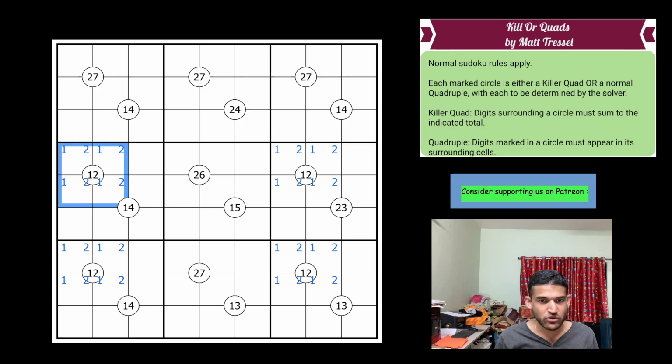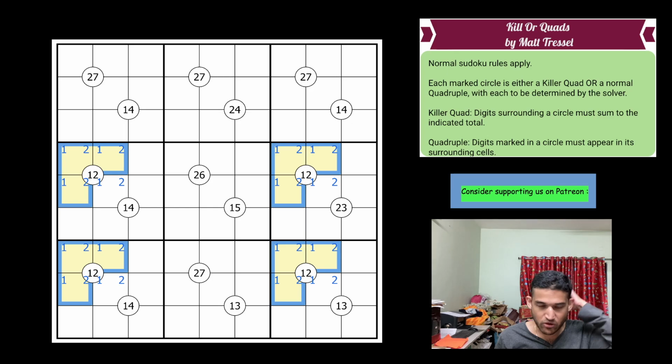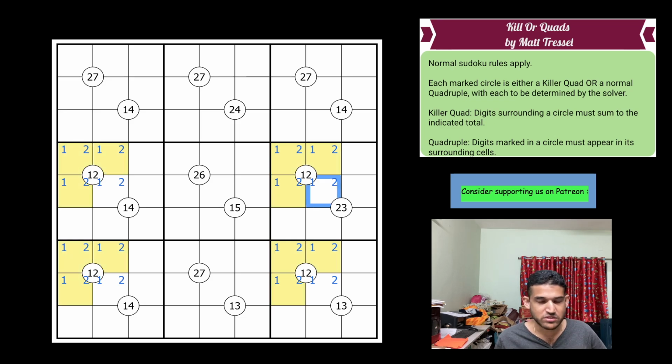quadruple clues. So why don't we use some colors? Let's color these with yellow. If they are quadruple clues, let's color them yellow, and if they are killer clues, we'll color them maybe blue or green, right? I have not colored this cell because it's common to this quad as well. So just to indicate, I've colored these 3 cells, right?